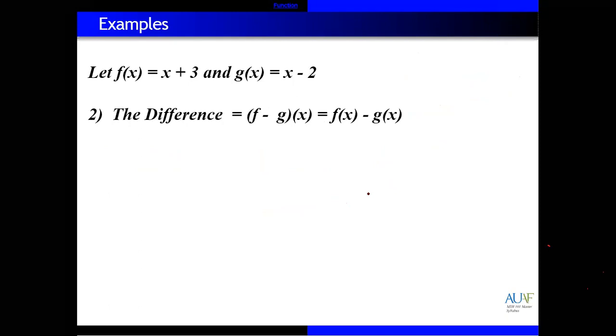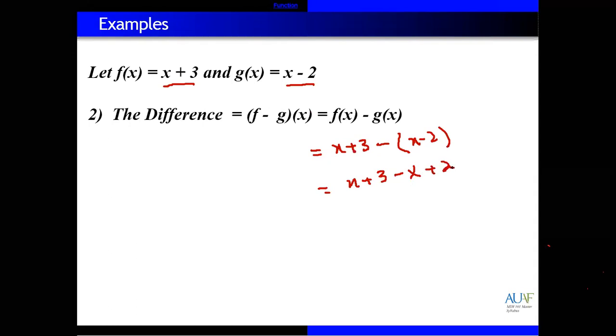Like in this example, two functions are given. First function is f of x is equal to x plus 3. Second function is g of x equal to x minus 2. Here, subtraction: write down first function f of x equal to x plus 3 minus g of x, g of x is equal to x minus 2. So x plus 3, then this minus multiplies with both terms. This minus will multiply with x, and minus multiplies with minus 2 becomes plus 2.